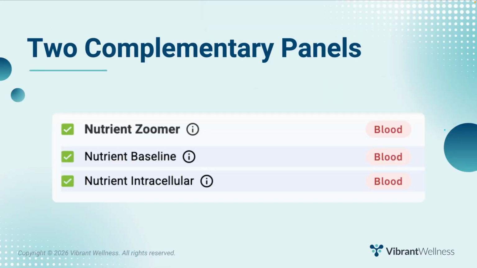The Nutrient Zoomer includes 2 complementary panels, Nutrient Baseline and Nutrient Intracellular. Each panel evaluates nutrients in different biological compartments, providing a more comprehensive assessment of micronutrient status.